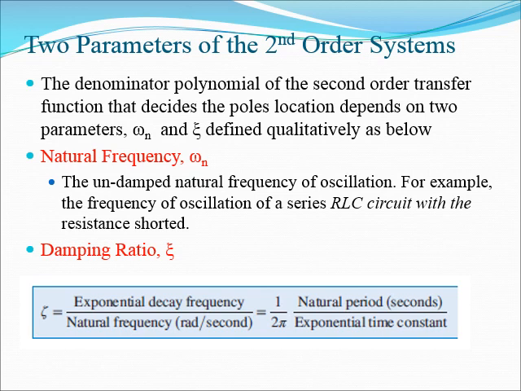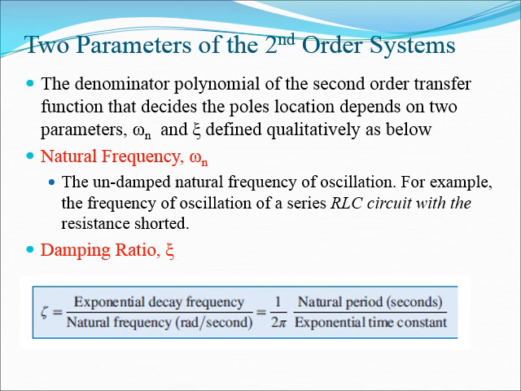So in section 4.5, now we look at the poles, how they move in the S-plane as we change the parameters omega n and zeta, which are derived from the pole's location. Omega n is called the natural frequency, or the undamped natural frequency of oscillation. For example, the frequency of oscillation of a series RLC circuit with the resistance shorted. If you short R, R equal to 0, then what you get is omega n equal to 1 over square root of LC.